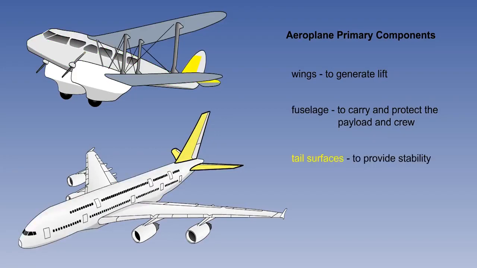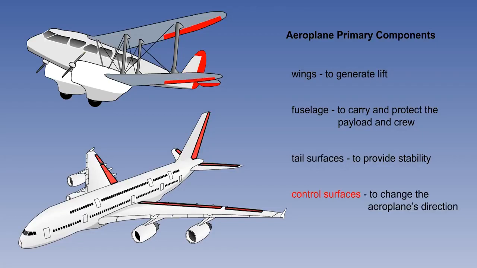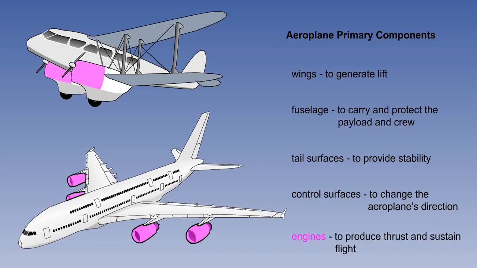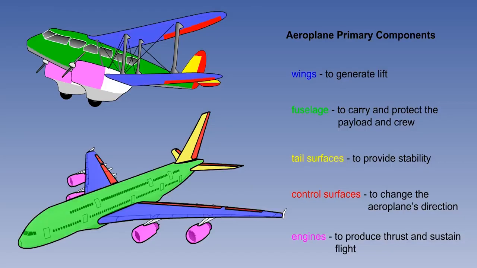tail surfaces, which are designed to give the aeroplane stability, ensuring that the aeroplane naturally flies in a constant direction, control surfaces, to change the direction of the aeroplane's flight and, when required, its position in the air, and engines to produce thrust, propelling the aeroplane forwards for the required duration of the flight. The 5 primary requirements of an aeroplane are therefore met by these 5 primary components: the wings, fuselage, tail surfaces, control surfaces, and engines.